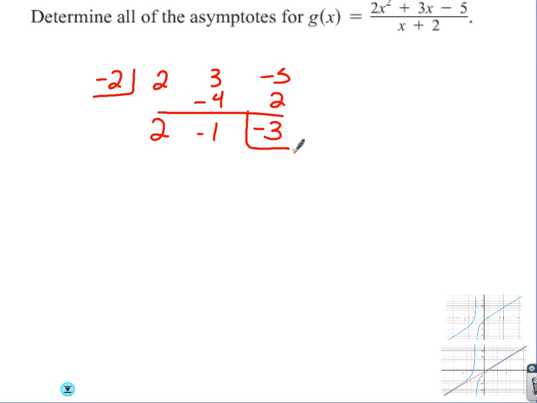If you got a remainder of 0, guess what? That would have been a hole. Because a remainder of 0 would have meant that x plus 2 was a factor of the top, and you just cleaned it up. You'd have had a hole there.